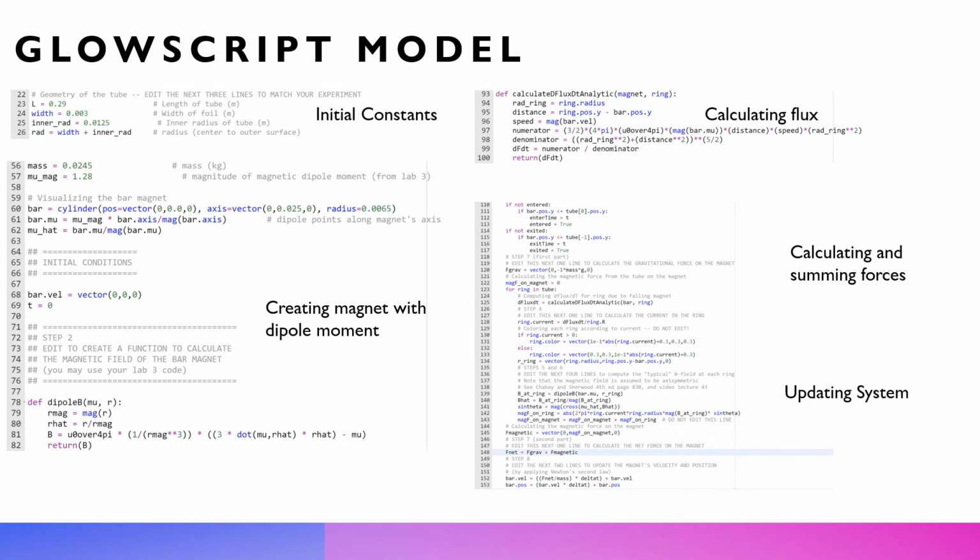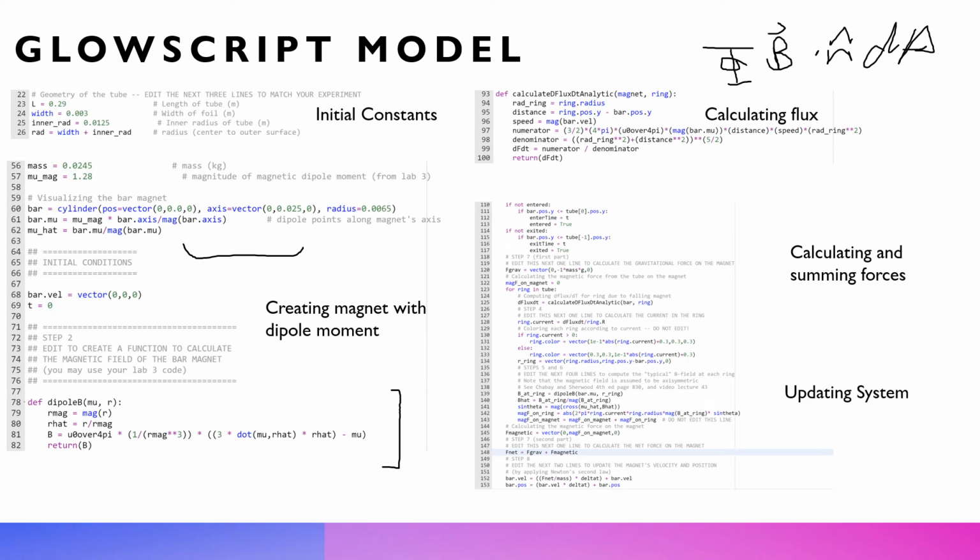And then here is the code for our GlowScript model. First, we use some initial constants like we talked about earlier. We also initialized it with the mass and our mu mag. We created the magnet in the code right here, and then we also created a function to calculate the dipole moment. And then here we're calculating the flux, and in general, we know that flux is equal to the B field dotted with n hat times the change in area, which is basically what we're doing right here.